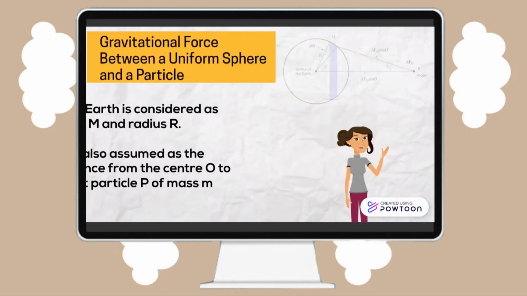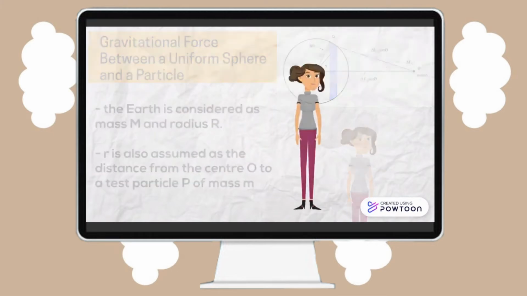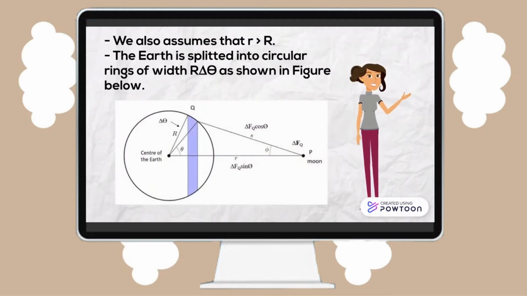The Earth is considered as mass capital M and radius capital R, and r is also assumed as the distance from the center O to a test particle P of mass m. We also assume that r is bigger than capital R. The Earth is split into circular rings of width r delta theta as shown in the figure below.